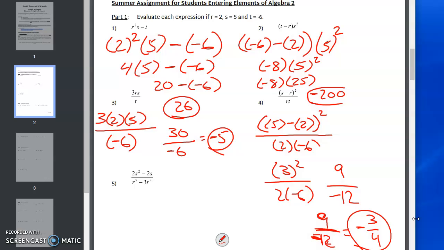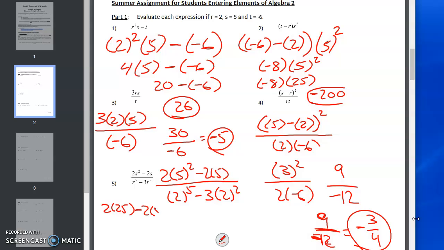The last one, which is probably my longest problem, 2, 5 squared minus 2 times 5 over 2 to the 5th minus 3, 2 squared. 5 squared is 25, so 2 times 25 minus 2 times 5 over 2 to the 5th, which is 32, minus 3 times 4. If you notice, I deal with the exponents first. Then it becomes 50 minus 10 over 32 minus 12.